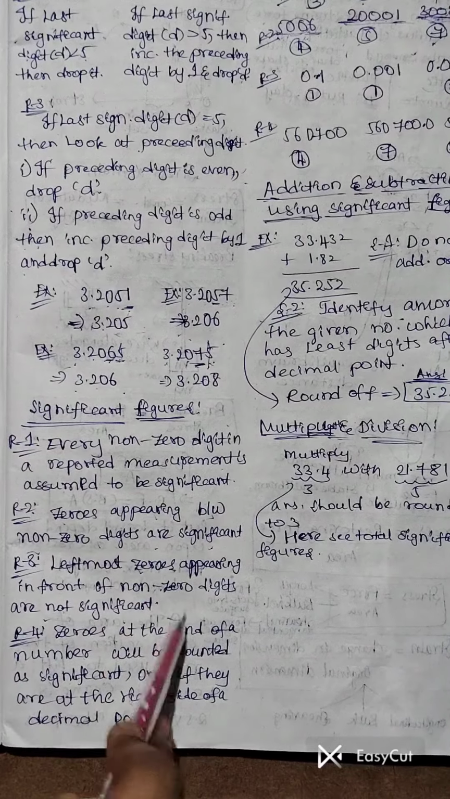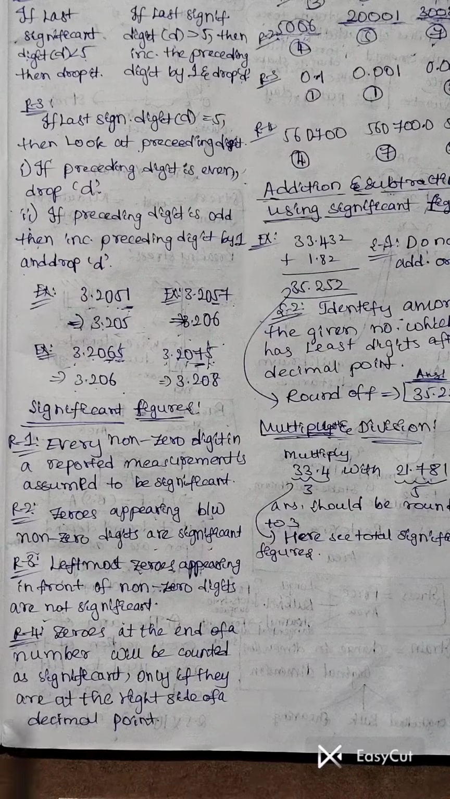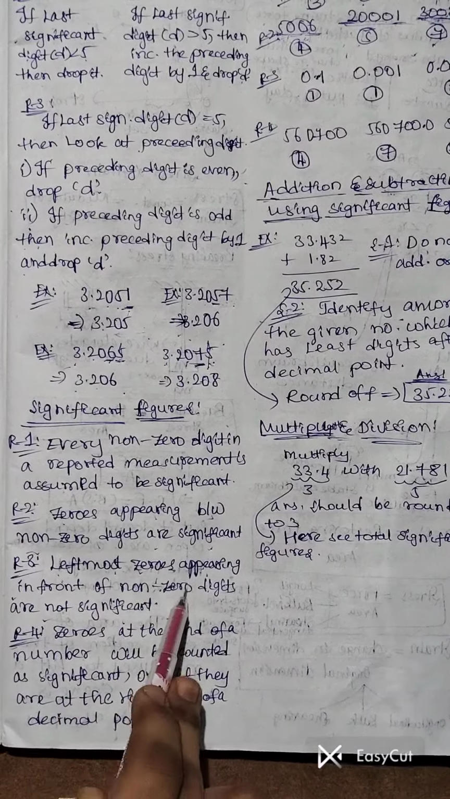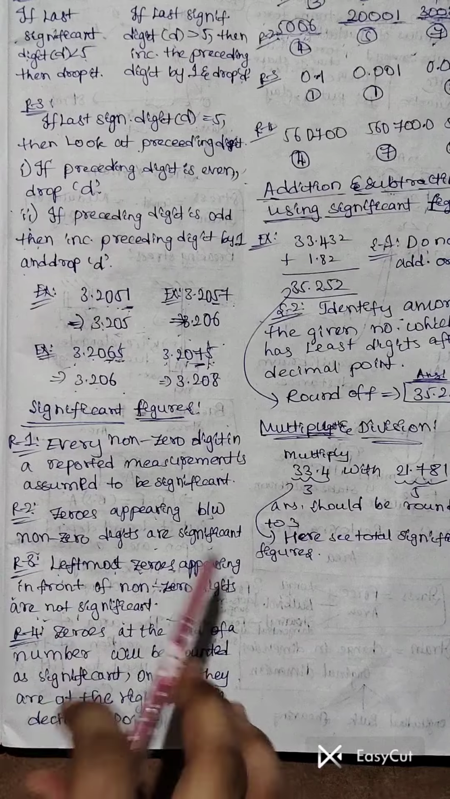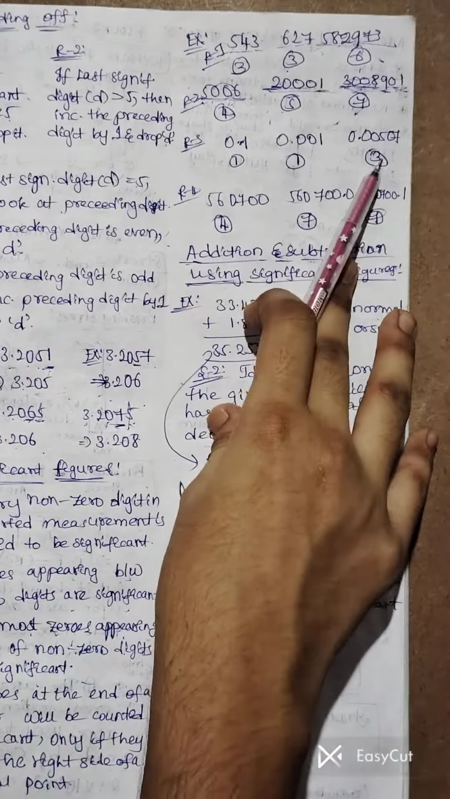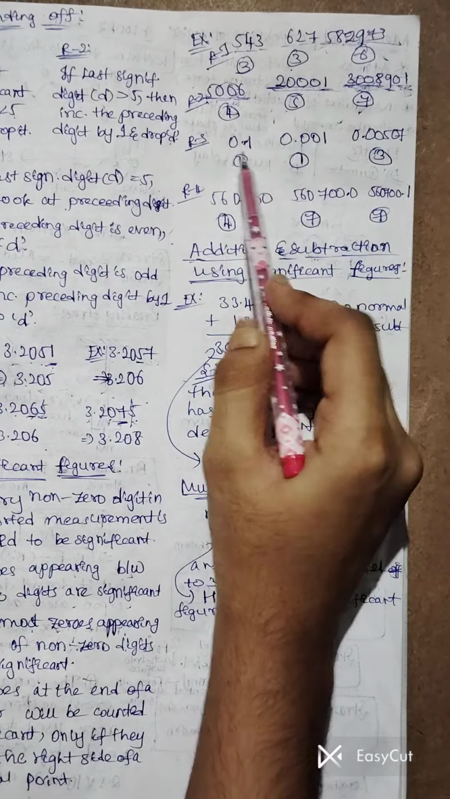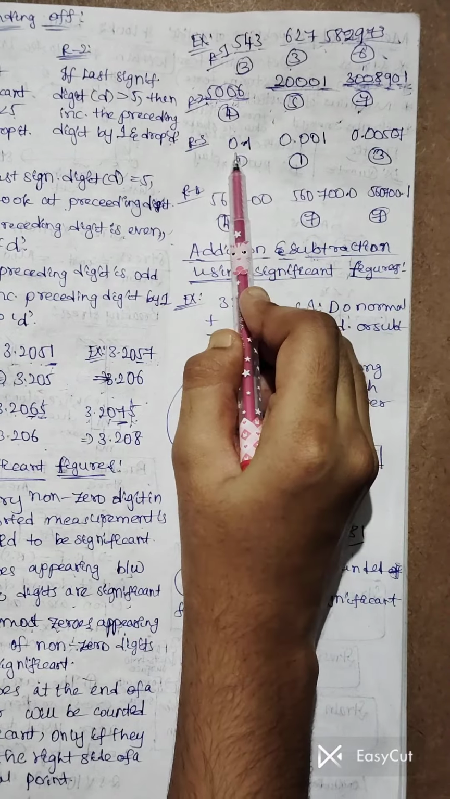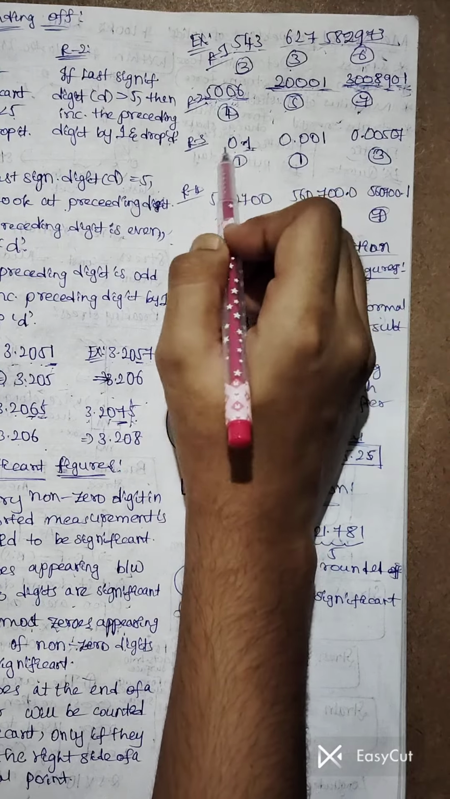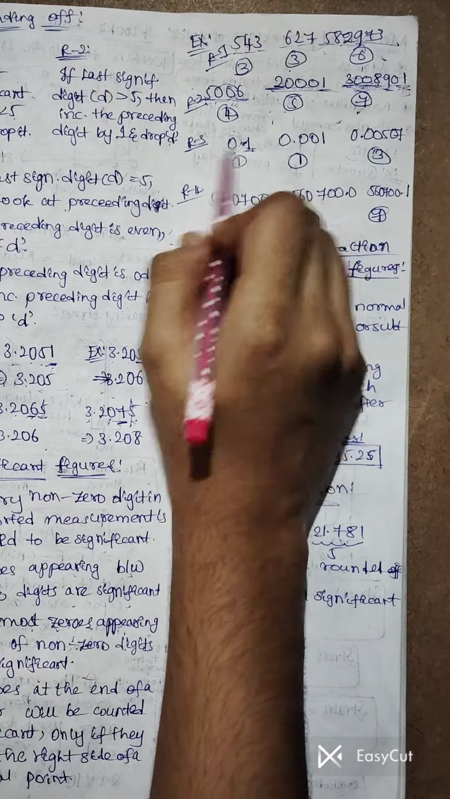And now coming to rule number 3: leftmost zeros appearing in front of a non-zero digit are non-significant. I repeat it once again. Leftmost zeros appearing in front of a non-zero digit are non-significant. Example for this rule 3. Here 0.1, leftmost zero appearing in front of a non-zero digit. Those were non-significant. It means you should not consider those.